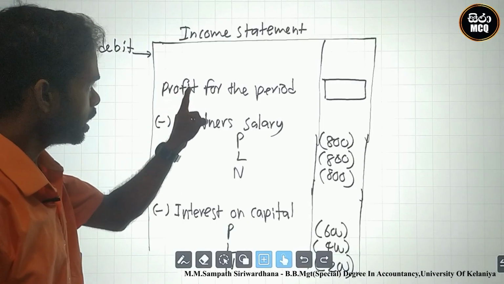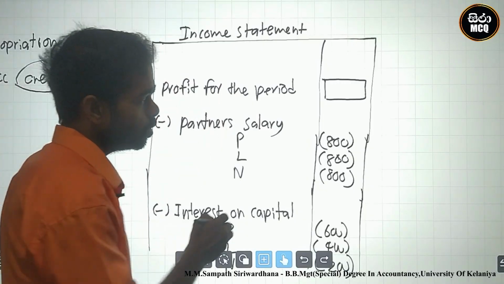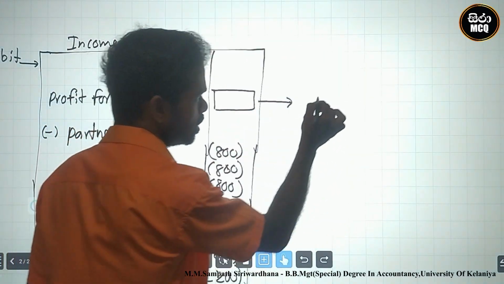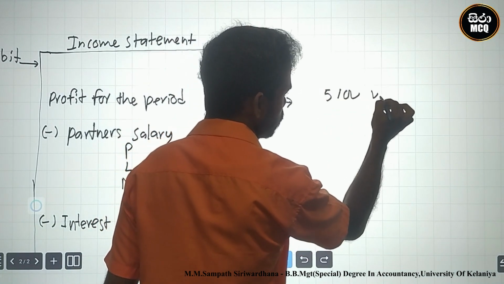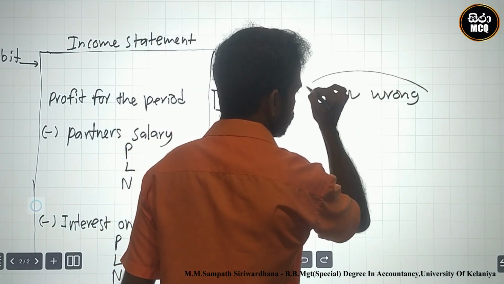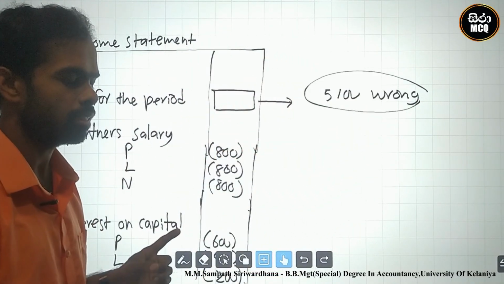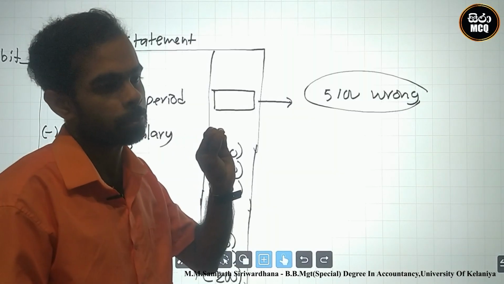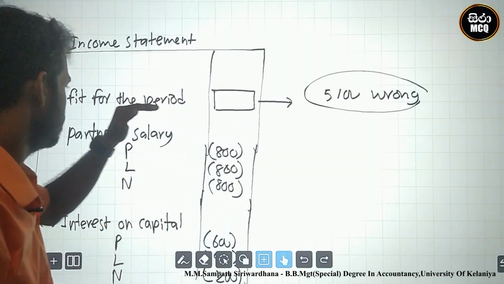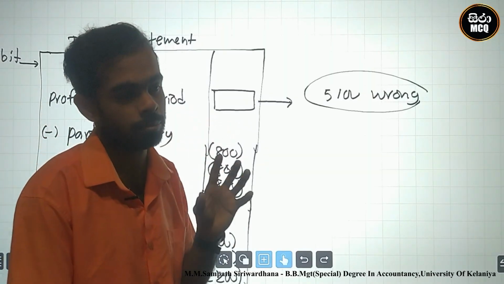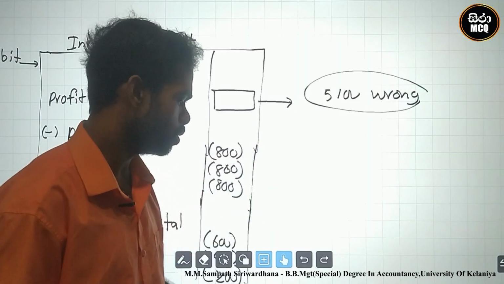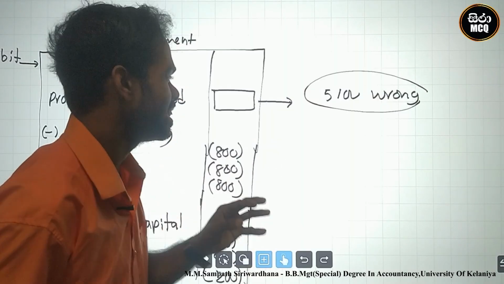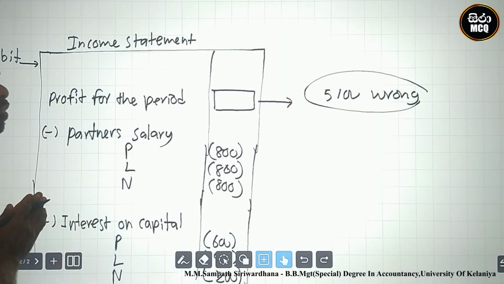Look here, we already calculated profit for the period, 5,100. This is wrong. Why? They said draft profit. There is another piece of information below this statement. Draft profit means they already calculated profit for the period, but draft means there is some error in it. Therefore, we must separately identify this. After the profit is corrected, we must include this profit for the period.